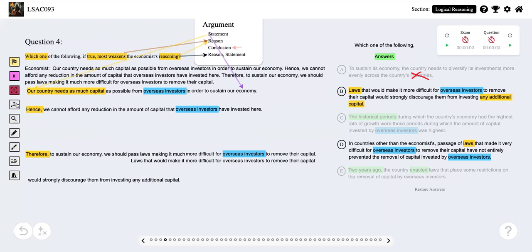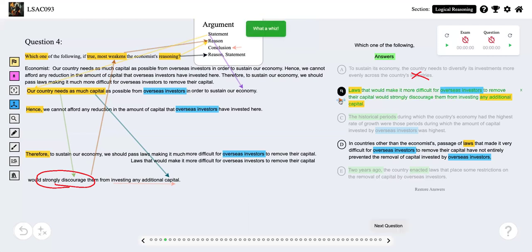So if we are going to need as much capital as possible, it looks like this particular answer would weaken this reason because the investors are not going to give any more capital. So I'm going to go ahead and select this answer, and it is correct.